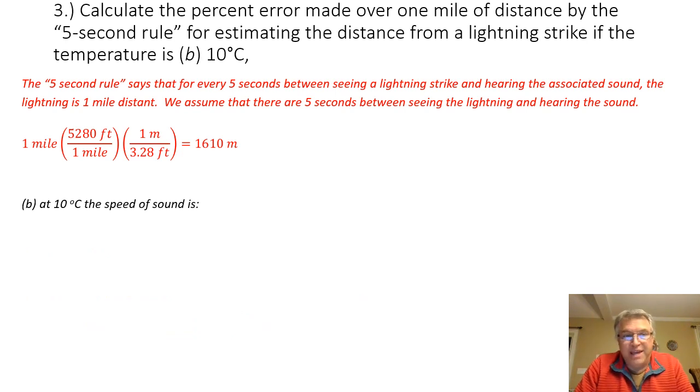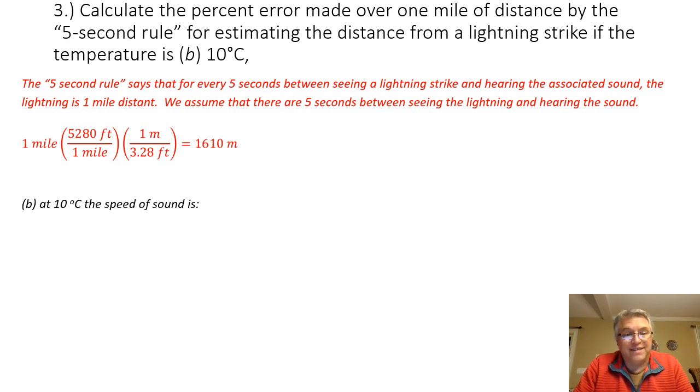For part B, they want us to calculate the percent error when the air temperature is 10 degrees Celsius. So we're going to do this the exact same way. The only thing that's going to be different is that now, because the temperature is different, the speed that the sound wave is traveling is going to be different as well. So let's calculate that first.